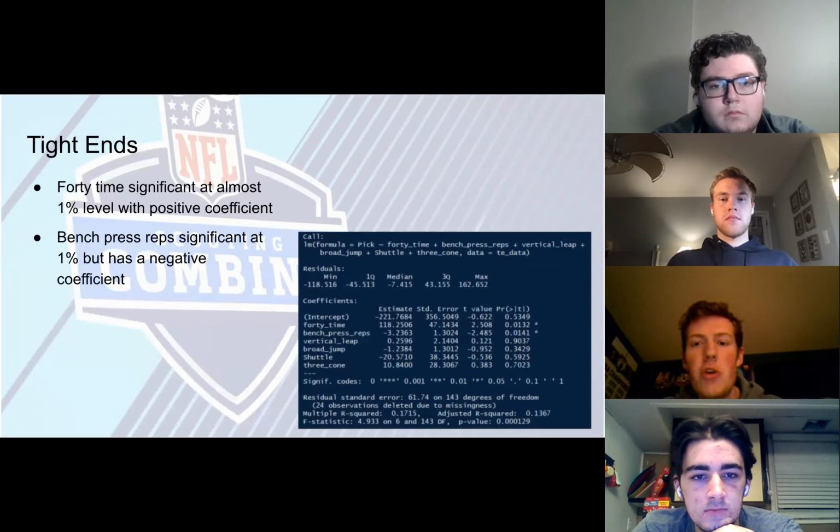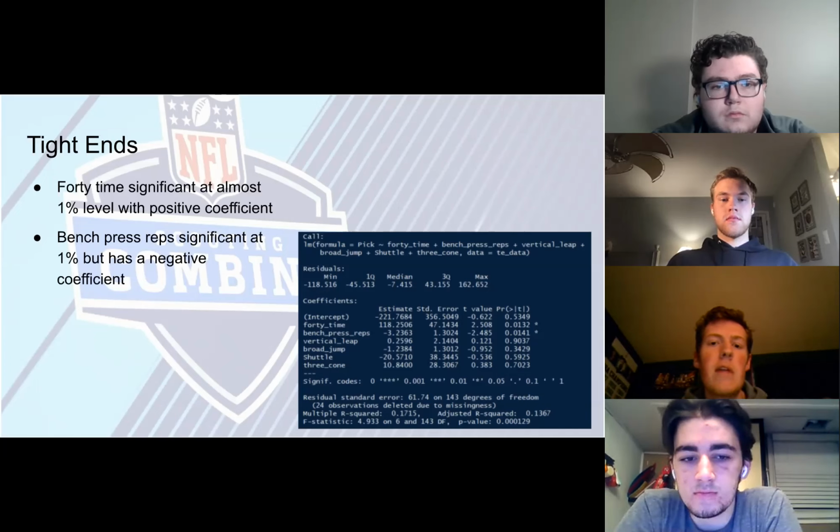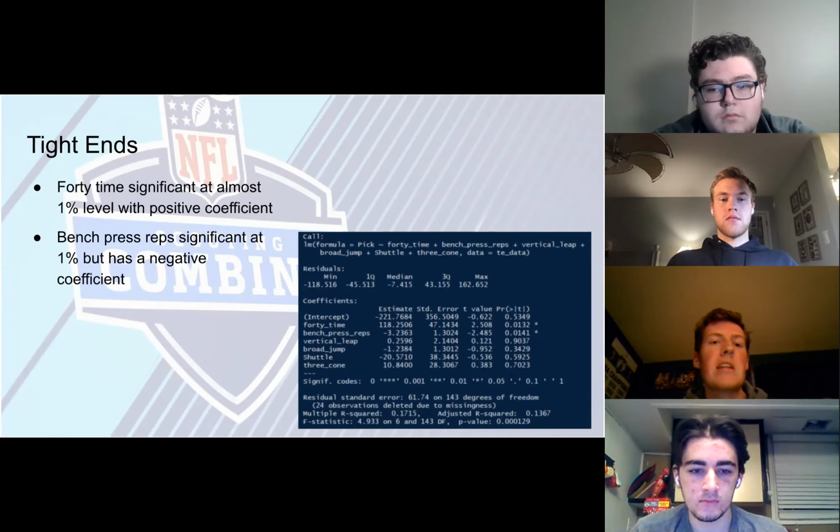The next position we looked at was tight end. They had two drills that were very close to 1% significance, those being the 40 time and the bench press. And first, the 40 time had a positive significance, whereas the bench press was negative. This we assume to be because the faster tight ends can normally get down the field quicker, are more known as the vertical threats, and the tight ends who bench more are normally considered to be a blocking tight end. They're normally stronger, and they're normally taken later in the draft.